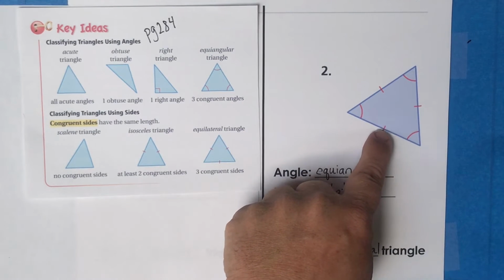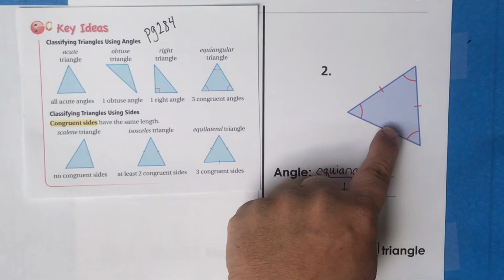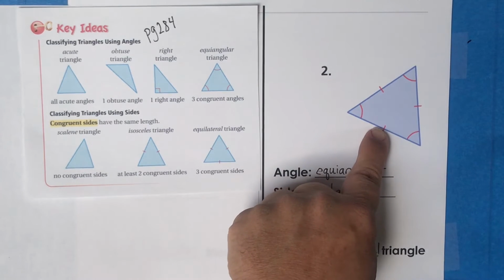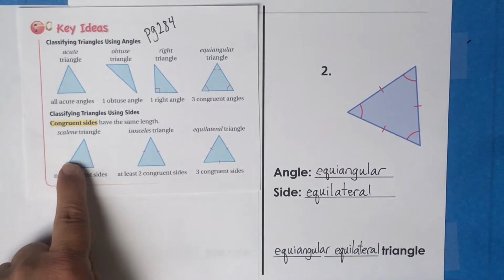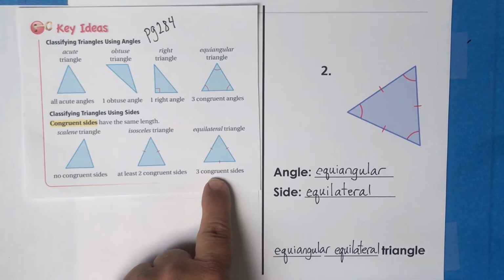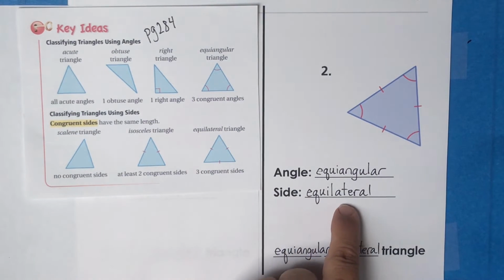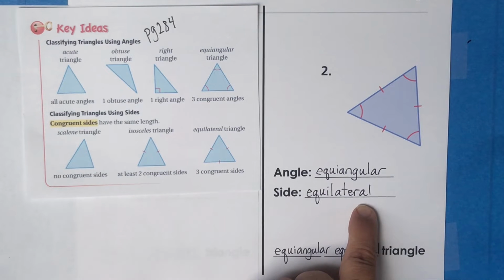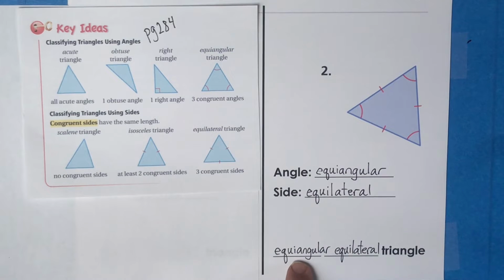Now, looking at the side lengths, we have three tick marks. That lets us know that this side, this side, and this side are all congruent, or all equal. So again, as we look at our chart here, equilateral triangles have three congruent sides. So it's an equilateral triangle. The formal classifying name of this triangle would be an equiangular equilateral triangle.